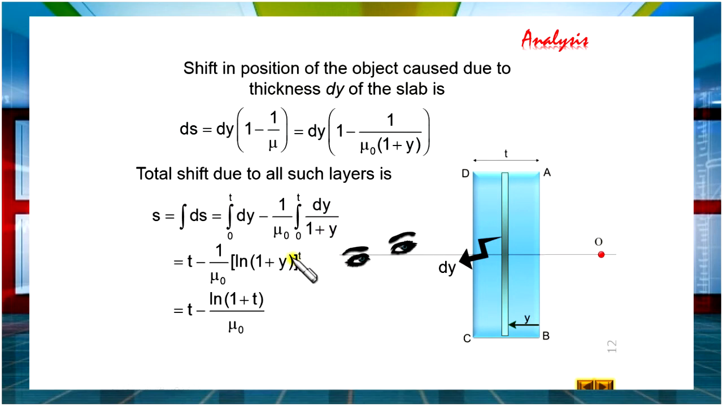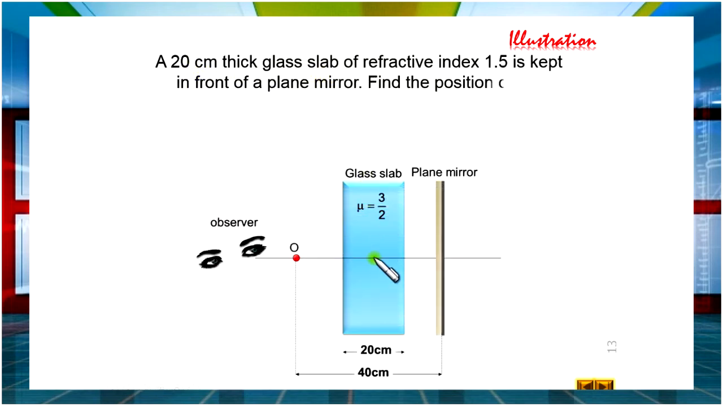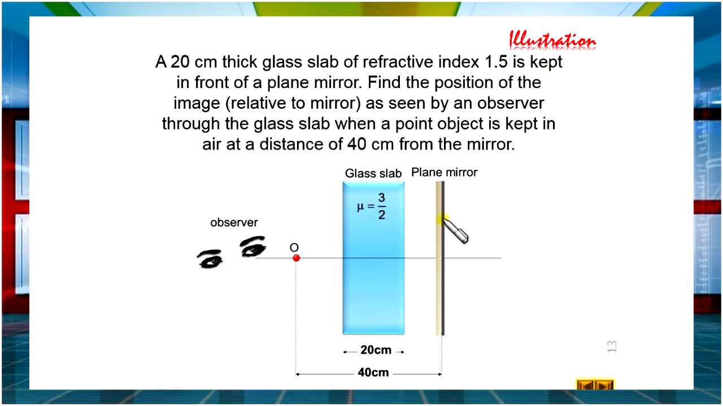Now let us move to the next illustration. In this illustration, a 20 centimeter thick glass slab is given. This glass slab has thickness 20 centimeter and refractive index 3 by 2. It is kept in front of the plane mirror, and this plane mirror, glass slab and object are all placed in a medium having refractive index 1, say air, right? The question is to find the position of the image relative to the mirror as seen by the observer. The observer is located on the left side of the object and system, and the point object is kept at a distance of 40 centimeter from the plane mirror, right? We need to find the final position of the image formed by the system.